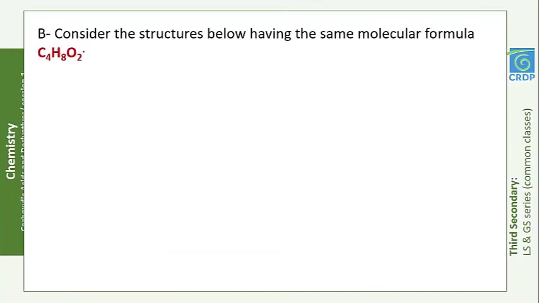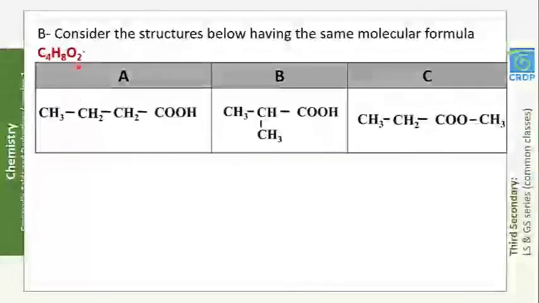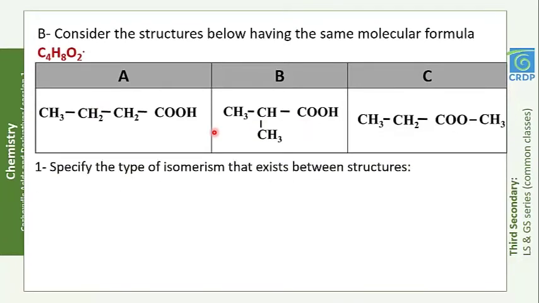Now consider the structures below having same molecular formula C4H8O2. All have the same molecular formula but different structural formula, so they are what? They are isomers. Specify the type of isomerism that exists between structures A and B. Listen please. A and B.